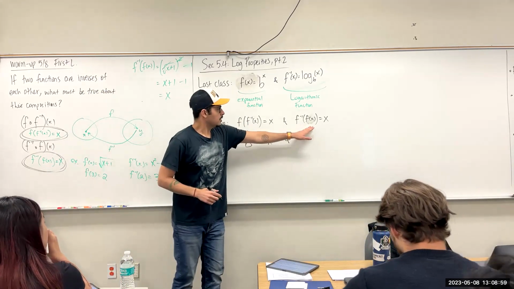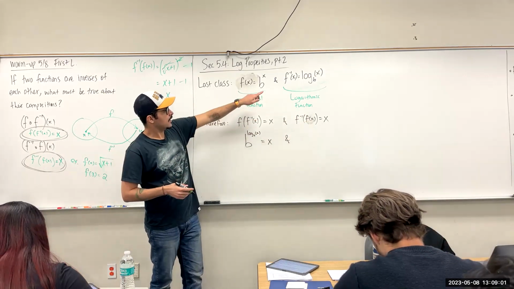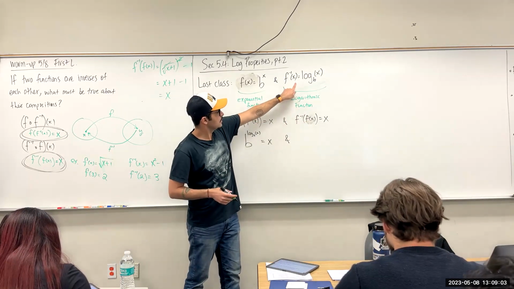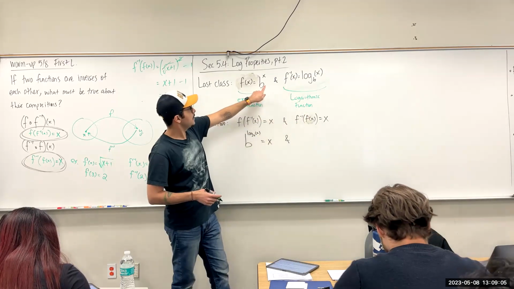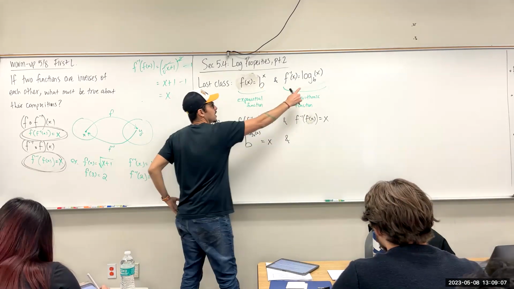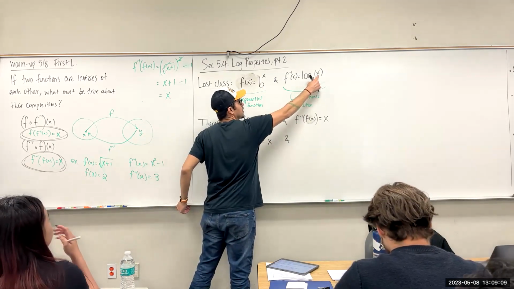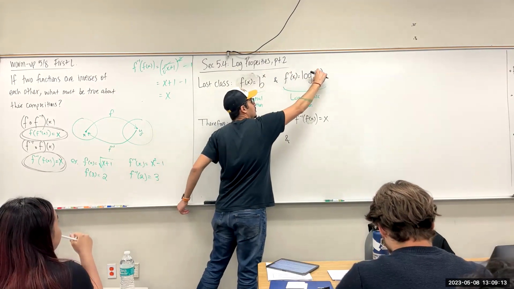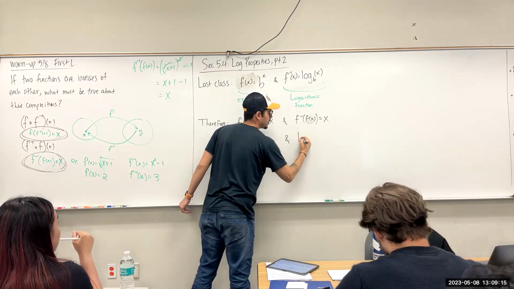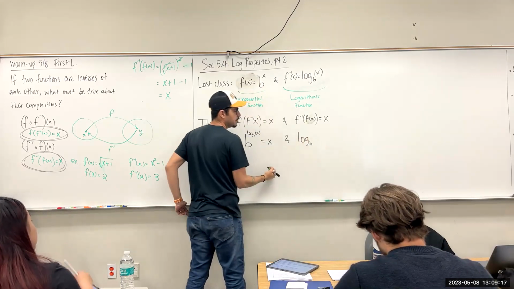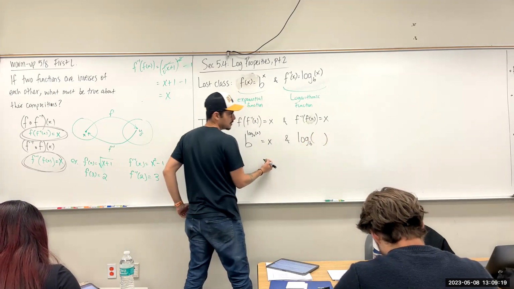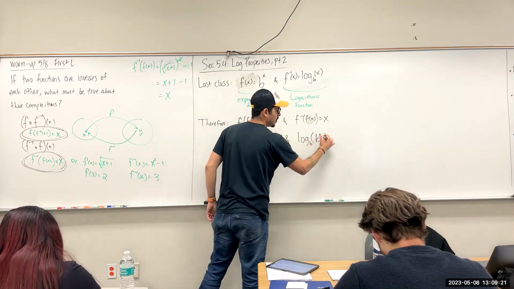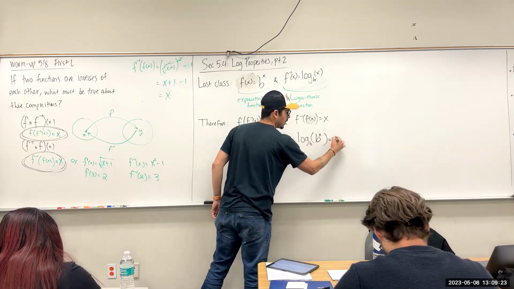And then the other one is doing the opposite. It's saying that in the log function, you're going to plug in b to the x. You see where this x is right here? We're going to replace it with b to the x. So it's going to look like this: log base b of b to the x is going to have to equal x.